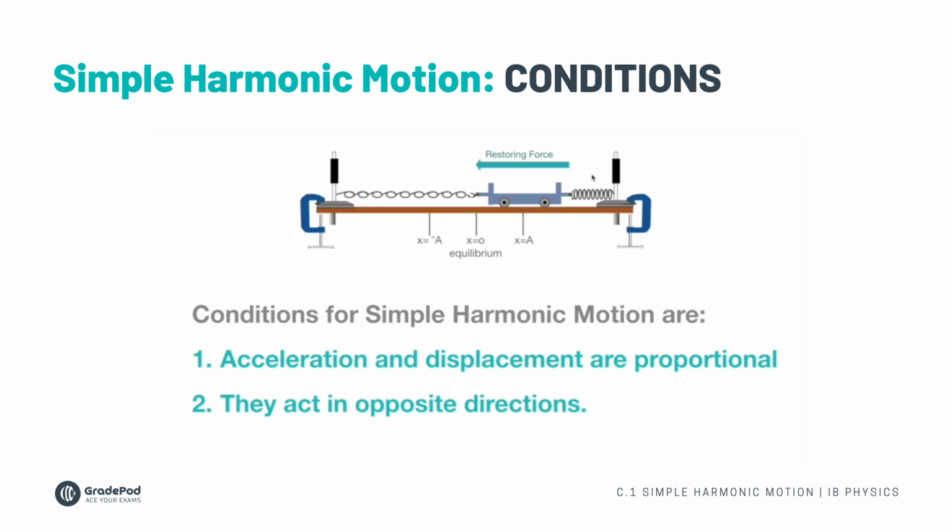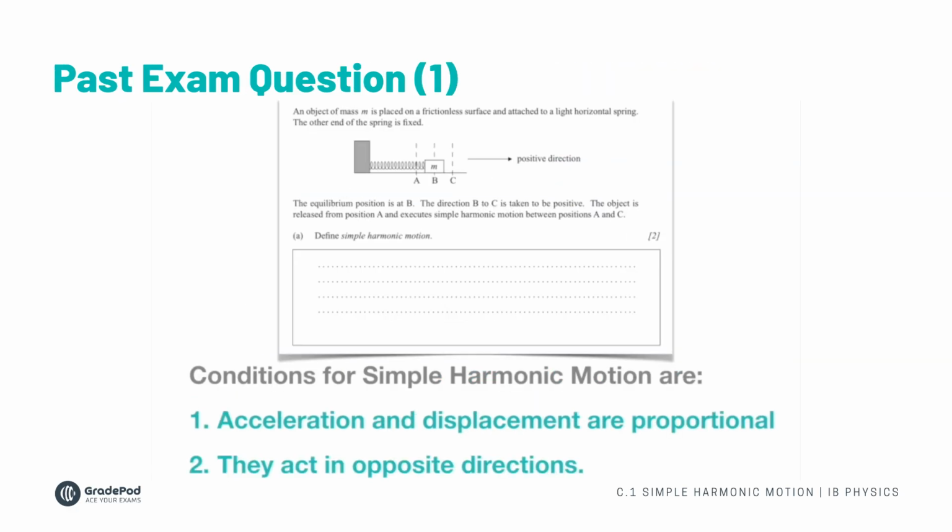So we know that an object that is oscillating is undergoing simple harmonic motion when the acceleration and displacement are proportional and they act in opposite directions. Why am I hammering this home so much? Okay, well, let's have a look at a past exam question.